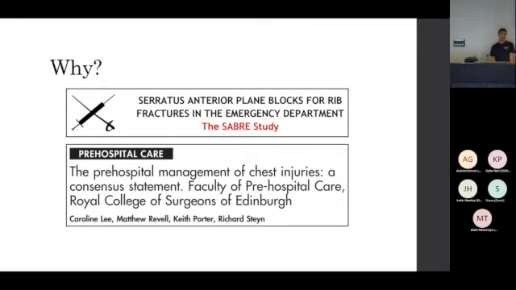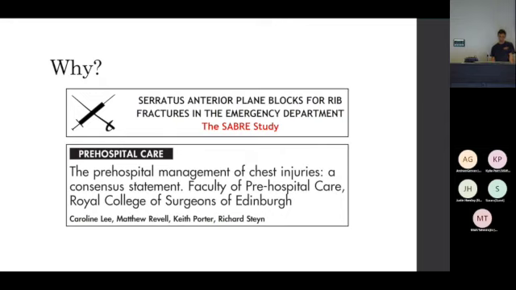The other reason why we should be doing this is that, technically, we've got the capability. We have the skill, and we know that these blocks take up to 5.5 minutes, and that there's an 80% success rate when we actually do this. We have the equipment in a bag ready to go with ropivacaine and the spinal needles. And then, more controversially, we also have the situational opportunity, because of the prolonged transport times to definitive care.